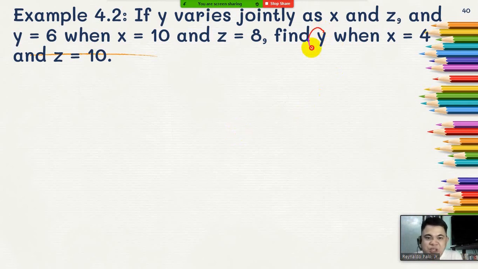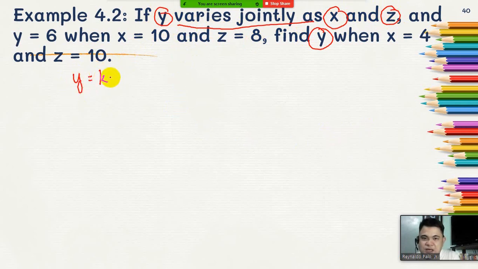So as you can see, we are looking for the value of y here. Okay, now how did we know that this one is an example of joint variation? Because of the statement "varies jointly as." So what are the independent variables? We have two, x and z, and your dependent variable is y. So therefore, in symbol or in equation, this is y equals kxz.